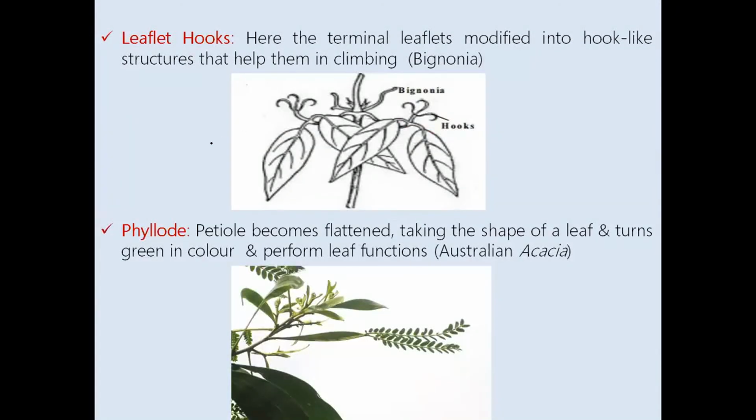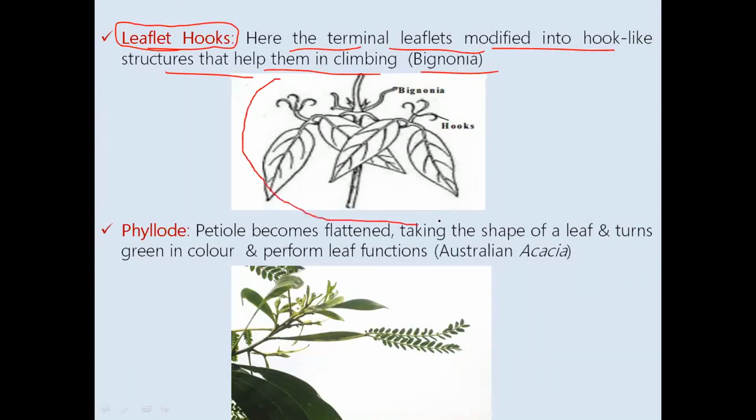Next one is leaflet hooks or leaf hook. In this type, the terminal leaflets get modified into a hook-like structure that helps the plant to climb. It is found in begonia. You can see here, this is the terminal leaflet. You can see here, this terminal leaflet is modified into a hook-like structure and it helps the plant to climb.